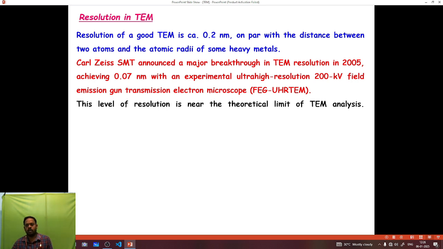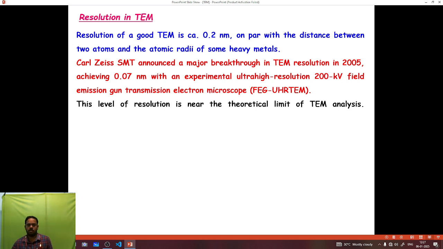In the year 2005, Carl Zeiss announced a major breakthrough that their TEM resolution was 0.07 nanometer, with an experimental ultra high resolution 200 kilovolt field emission transmission electron microscope. So using this transmission electron microscopy, they achieved 0.07 nanometer resolution images. This level of resolution is near the theoretical limit of TEM analysis.